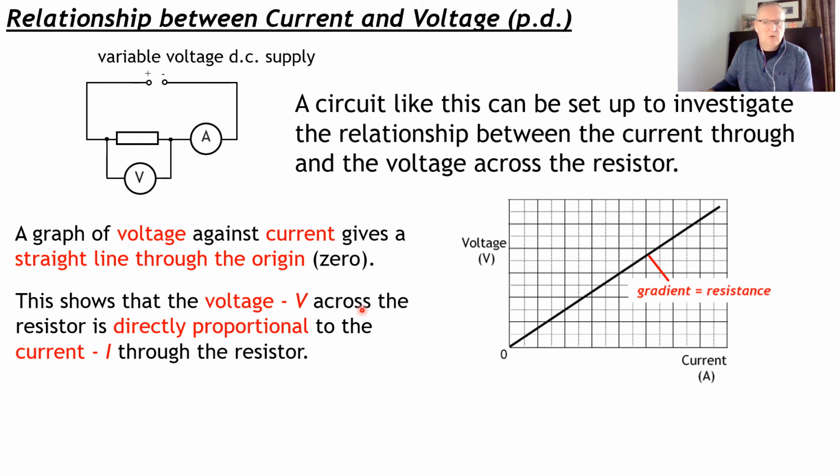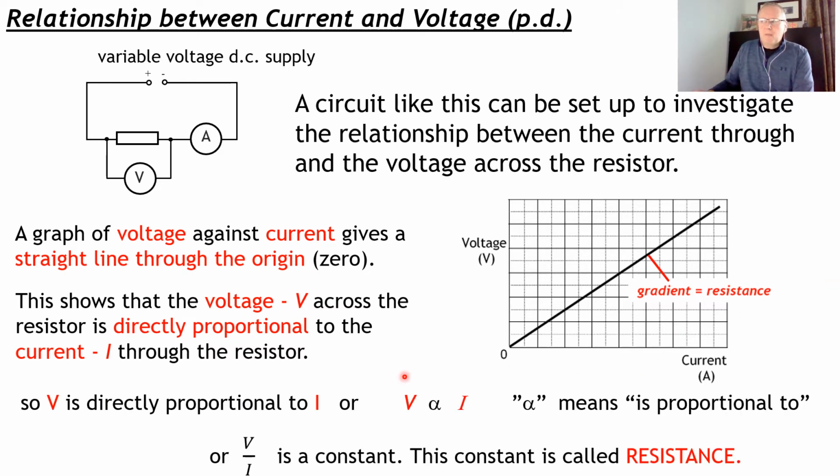Now this is all dependent on keeping the temperature constant, because if you have too big a current, then that will affect the temperature of the resistor, and then that will affect the graph as well. But for small voltages and currents, this graph shows that the voltage is directly proportional to the current.